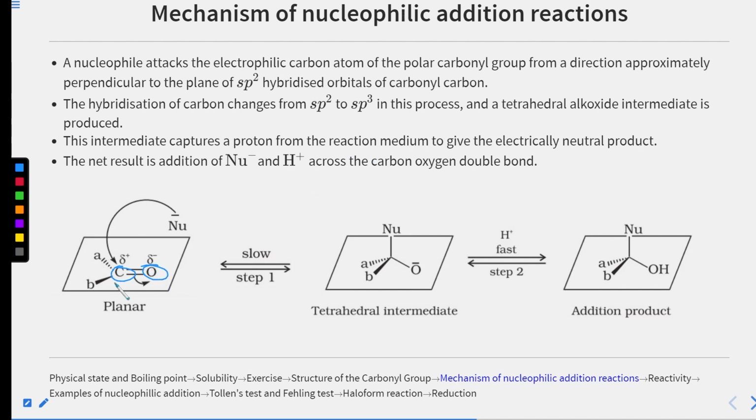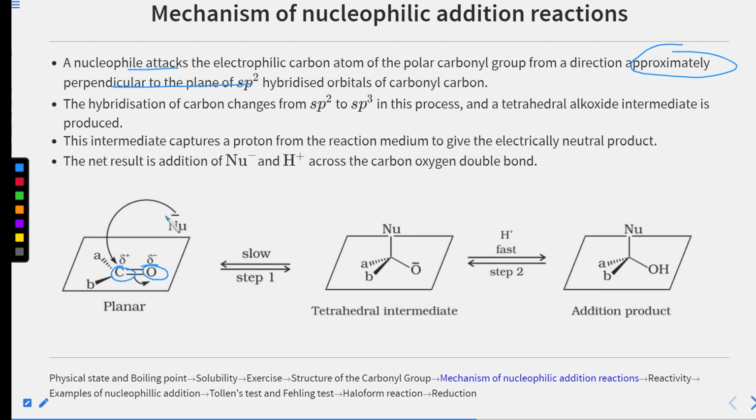Now we have this. How will this nucleophile attack? A nucleophile will attack perpendicular to the plane of the sp2 carbon. So it is approximately perpendicular. I will not say it is a perfectly perpendicular attack. This is approximately perpendicular, as is well mentioned here. This angle is different. It is somewhat 107 degrees. The 107 degree angle is called the Baldwin angle. We will not get into it, but just for information, it is not exactly perpendicular. It is an approximately perpendicular attack.